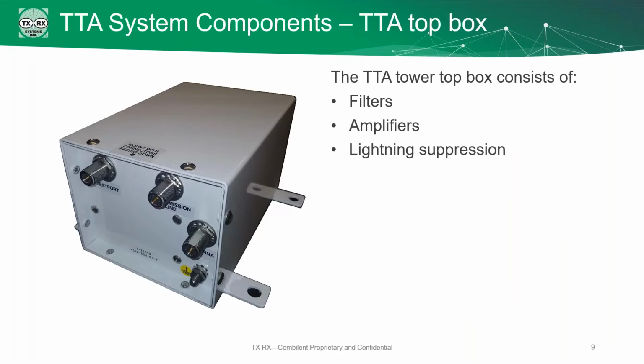So going through the components, first we have the TTA box itself. And here we've got an example of the 432B model TTA box. This box has a filter inside of it. It's got an amplifier, and it's got some lightning suppression on it. The filter will control all the signals coming in, make sure that we get the window that we want. The amplifier boosts the signal strength, and the lightning suppression protects the TTA in case there's any inclement weather.